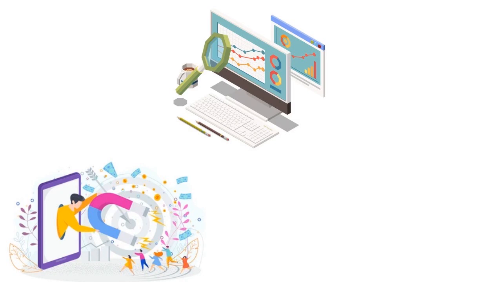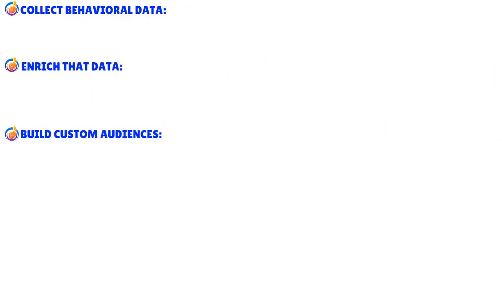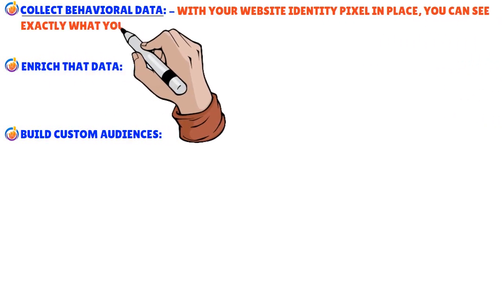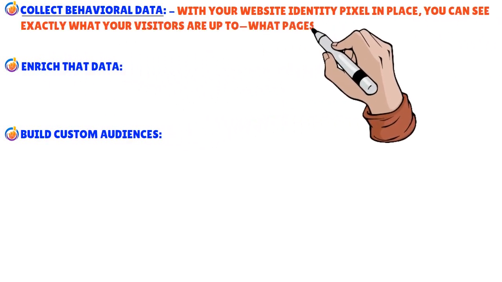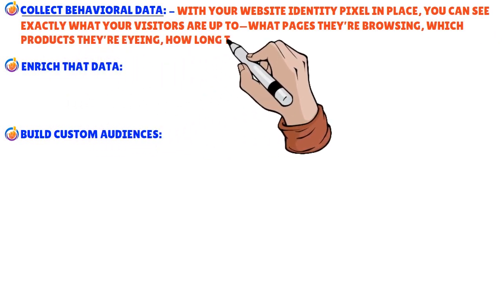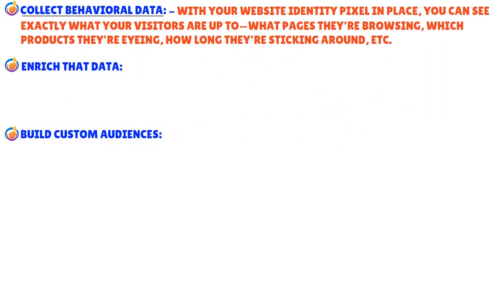So here's the deal. You want to collect behavioral data, you want to enrich that data, and you want to build custom audiences. That's really retargeting gold. Collect behavioral data. With your website identity pixel in place, you can see exactly what your visitors are up to, what pages they are browsing, which products they are eyeing, how long they're sticking around, etc.